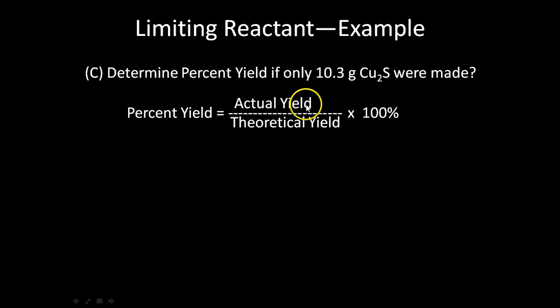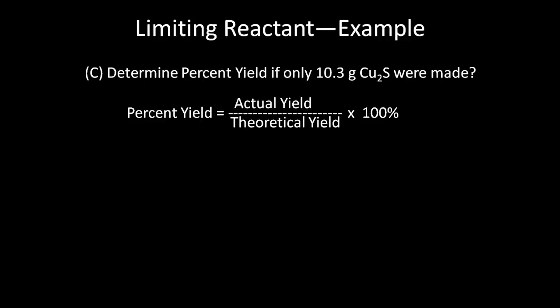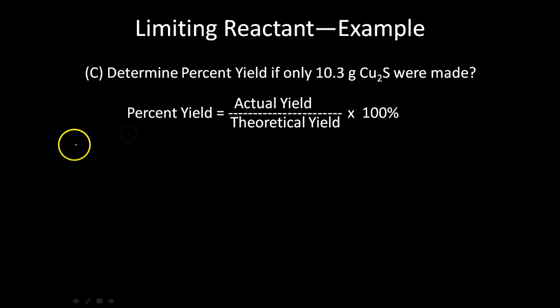So it's asking us to calculate a percent yield, and it's the actual yield, that's this, divided by the theoretical yield. Now notice we're not in the same units. We need to convert this back into grams of copper 2 sulfide. Excuse me, copper 1 sulfide. So starting over here, we have 0.119 moles of Cu2S.